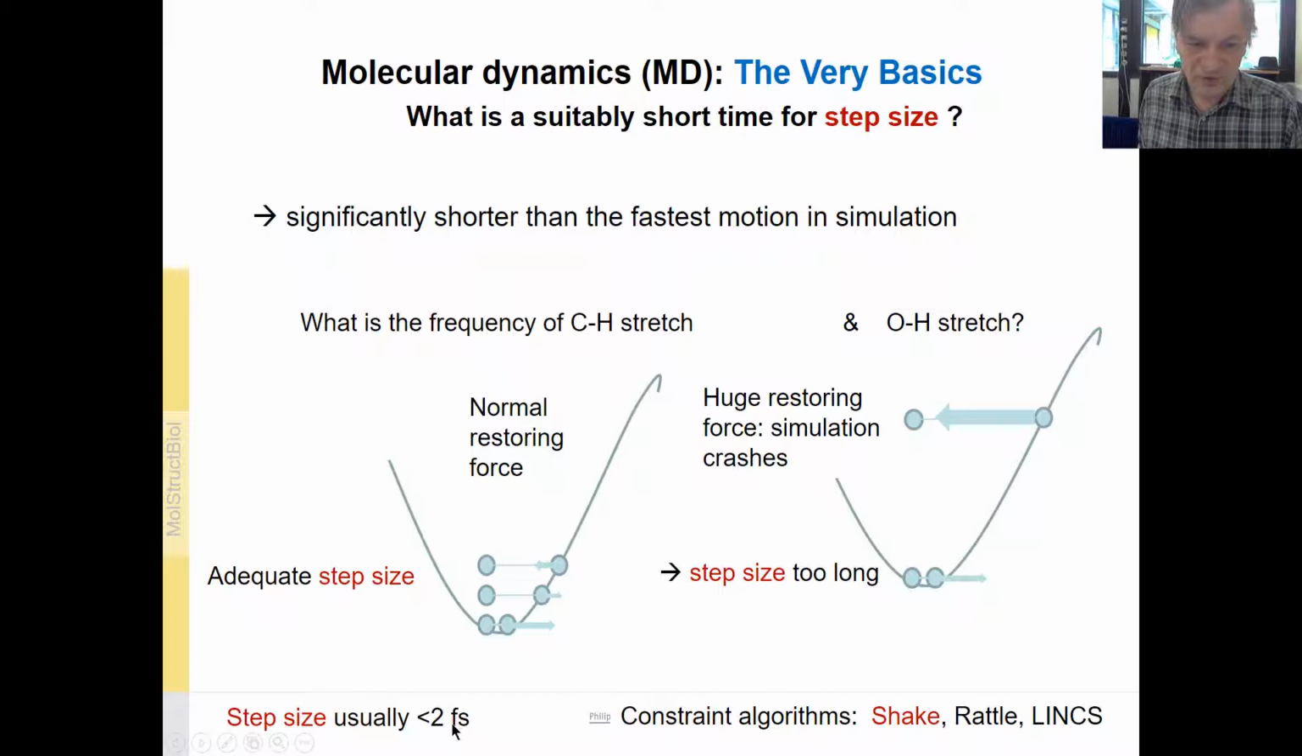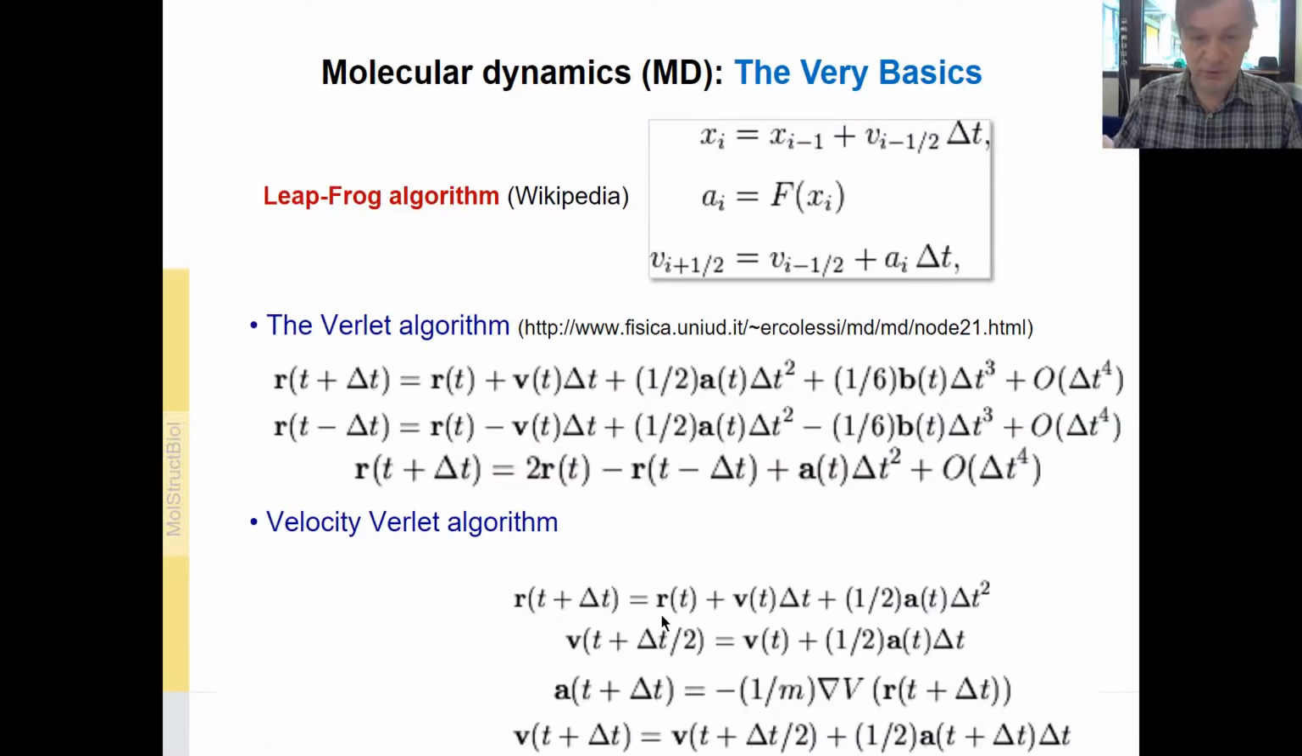So that we can actually get up to 2 femtoseconds, we can only say that it's because there are some algorithms working in modern packages that take care of the very fast vibrations of heavy atom hydrogen bonds, like the SHAKE algorithm. Otherwise, we would have to use a much shorter step size of maybe 0.5 femtoseconds or less, which is not good because that takes more time for a given simulated time.